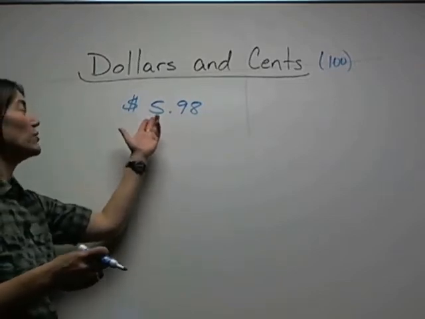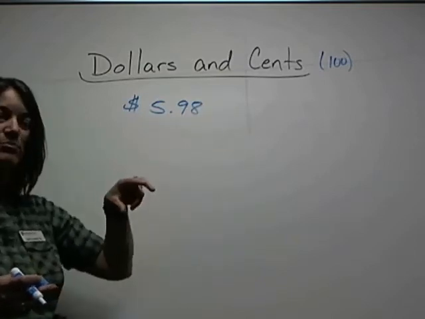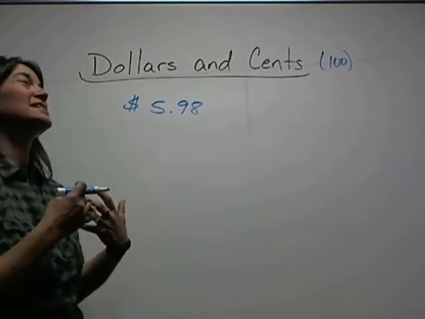So it's 5 whole dollars, and then the fraction, which is out of 100, because remember it's 2 decimal places, so that's tenths and hundredths. That's why that represents our cents.